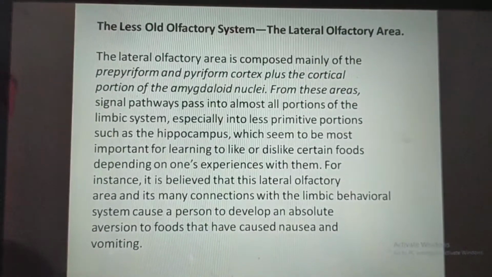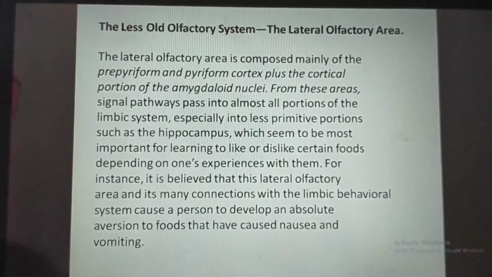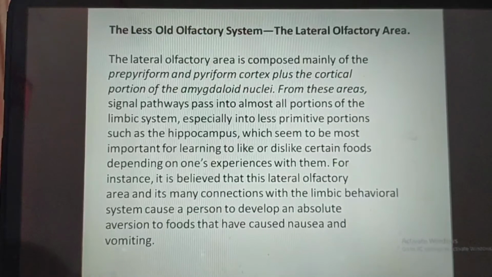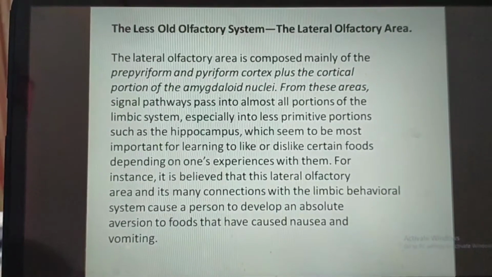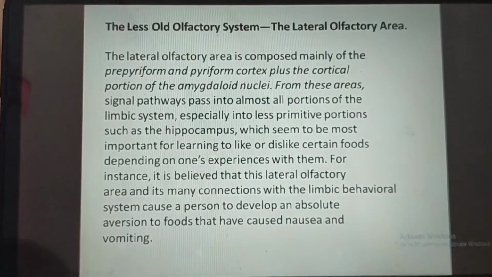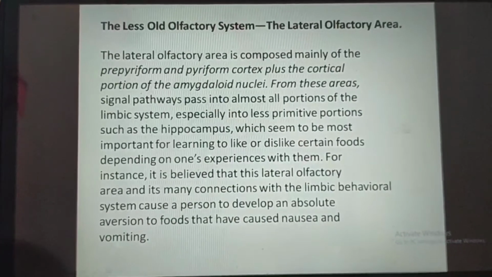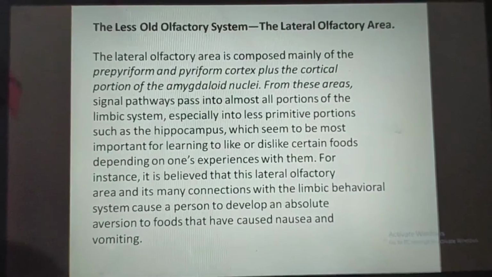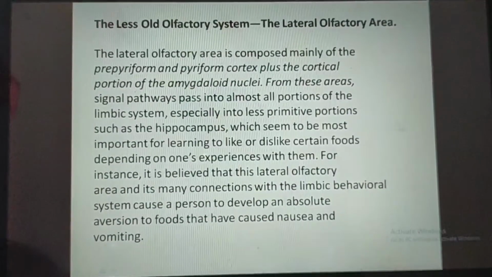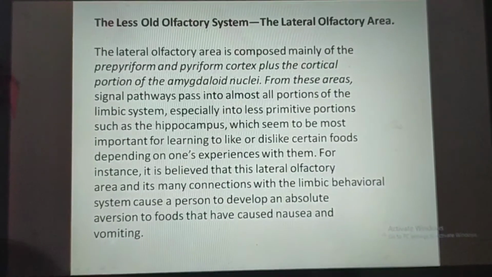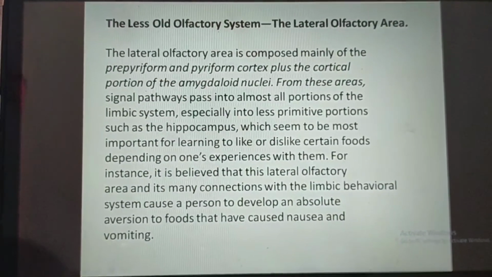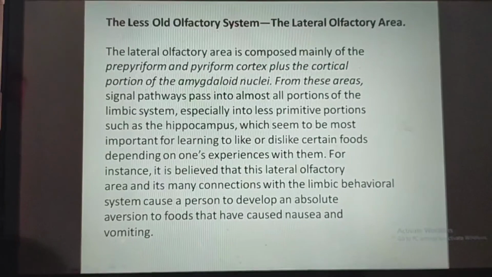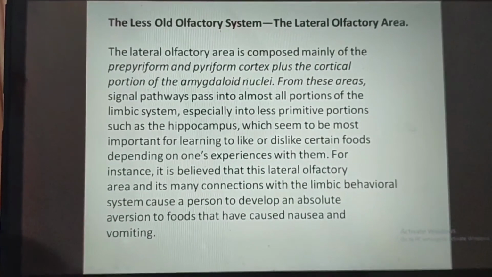Now we are going to talk about the less old olfactory system, which is the lateral olfactory area. The lateral olfactory area is composed mainly of the prepiriform and piriform cortex plus the cortical portion of the amygdaloid nuclei. From this area, signal pathways pass into almost all the portions of the limbic system, especially into less primitive portions such as the hippocampus, which seem to be most important for learning to like or dislike certain foods depending on one's experiences with them. For instance, it is believed that this lateral olfactory area and its many connections with the limbic behavioral system cause a person to develop an absolute aversion to foods that have caused nausea and vomiting.